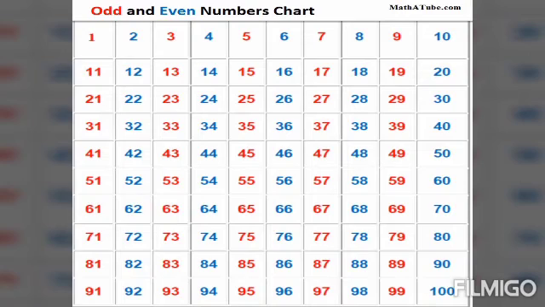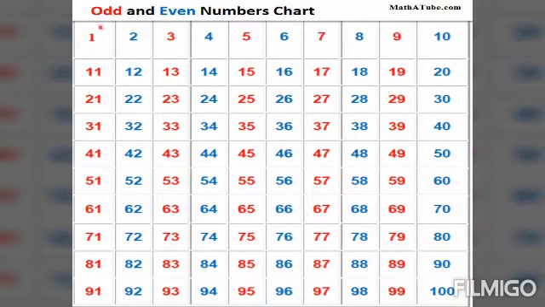So look at this one, class. This slide now shows the even and odd numbers chart. I mentioned earlier, class, that numbers ending with 1, 3, 5, 7, and 9 are odd numbers. And those numbers ending with 2, 4, 6, 8, and 10 are all even numbers.